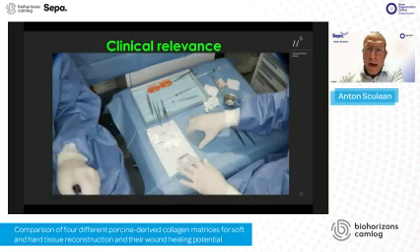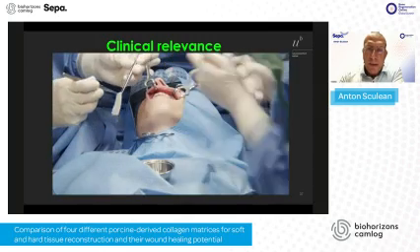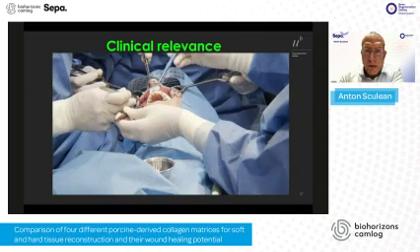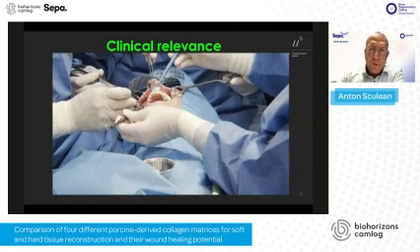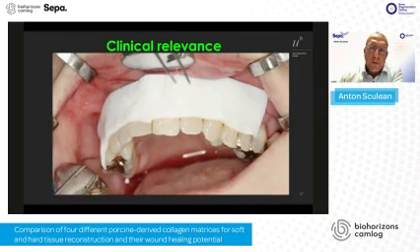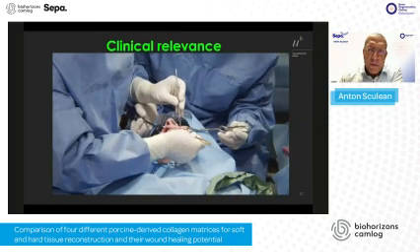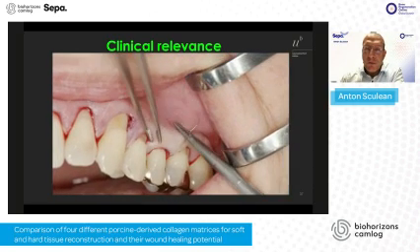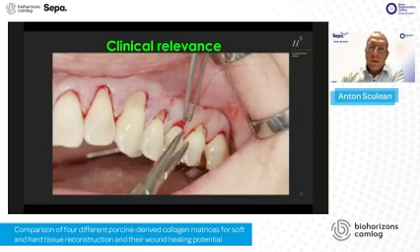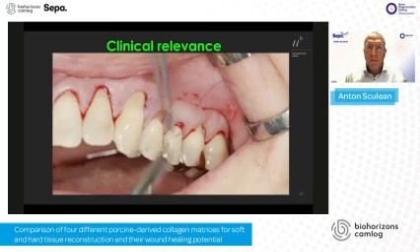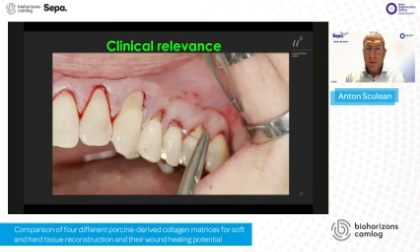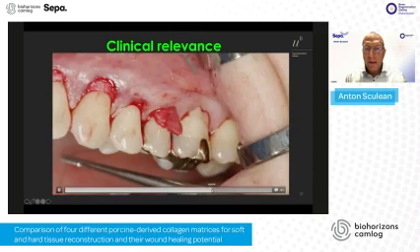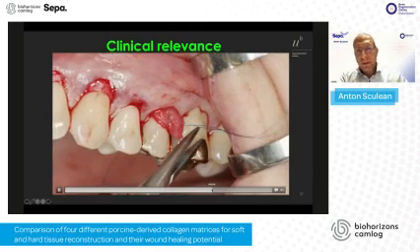I always hydrate the matrix and look at the length of the graft that you can obtain. You can see covering the entire area. And I can tell you that if you have to harvest that much connective tissue, it's not that much fun for the patient. Maybe it's more fun for us as a clinician, but for the patient, definitely maybe not the best.